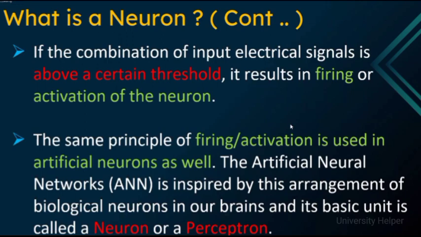For example, they open the reservoir gates only after the reservoir has received a certain level of water. Up to that level, they are not going to open the gates, but up to a certain point only, they are going to open it. Likewise, if the combination of the input electric signals is above a certain threshold, it results in firing or activation of the neuron. We call it the triggering of a neuron. Then only is it going to get processed.